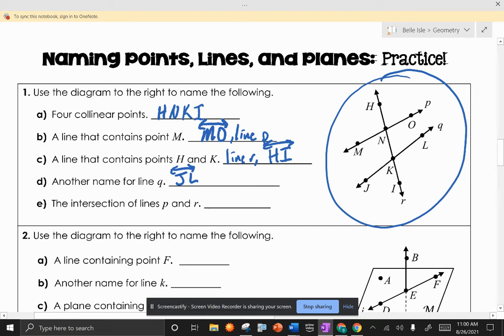Point N. Okay. We all feel comfortable with that? It's not too bad.